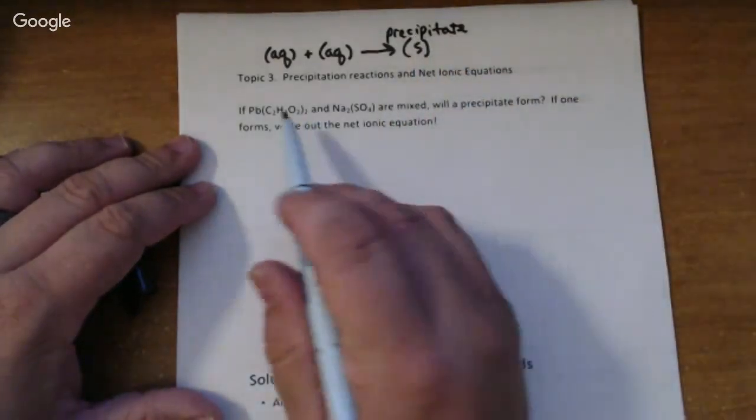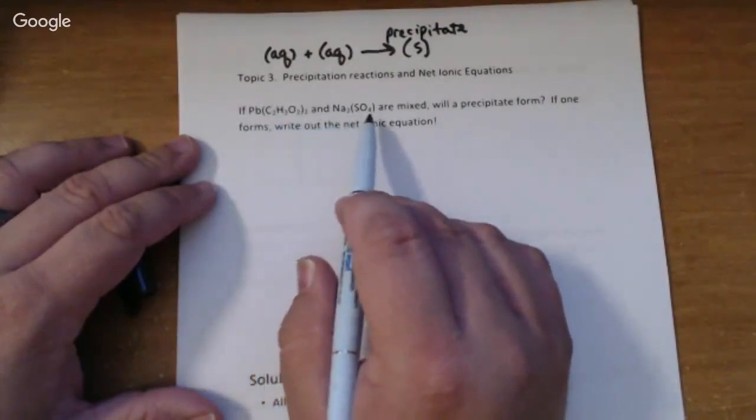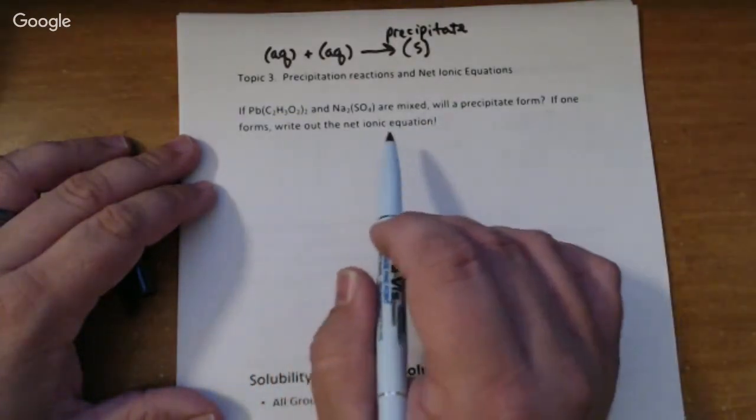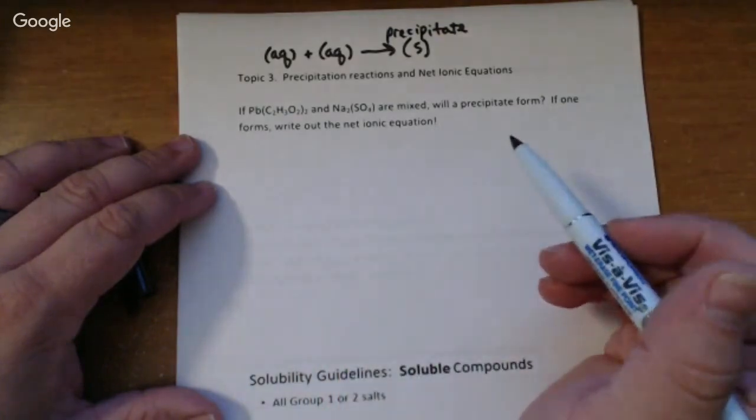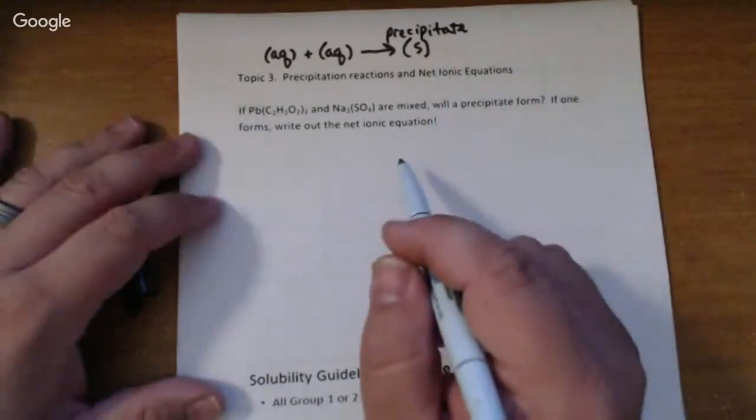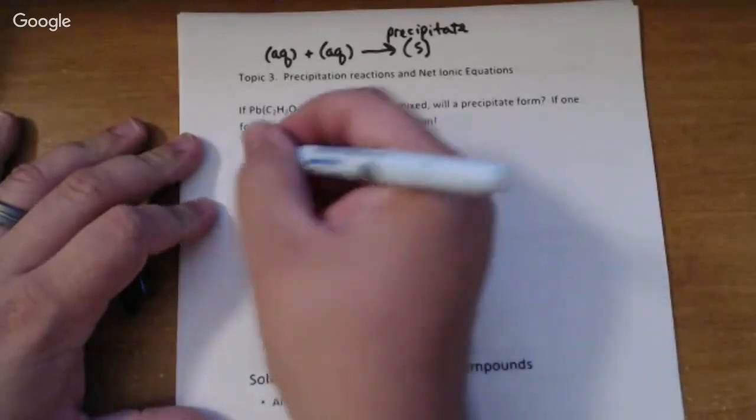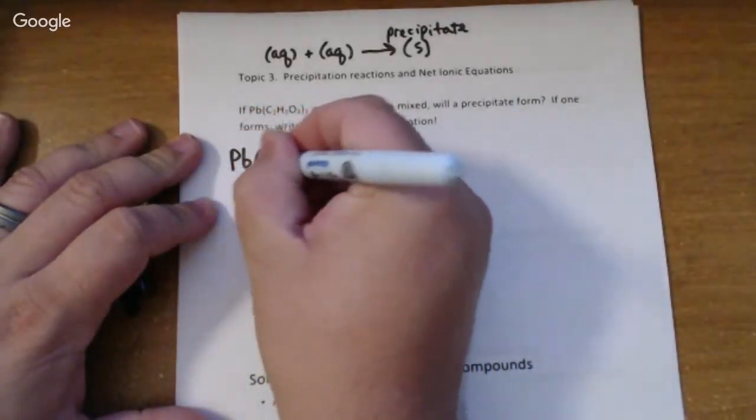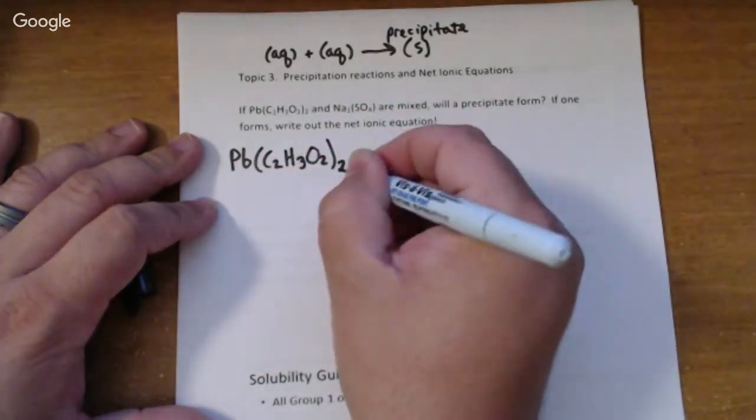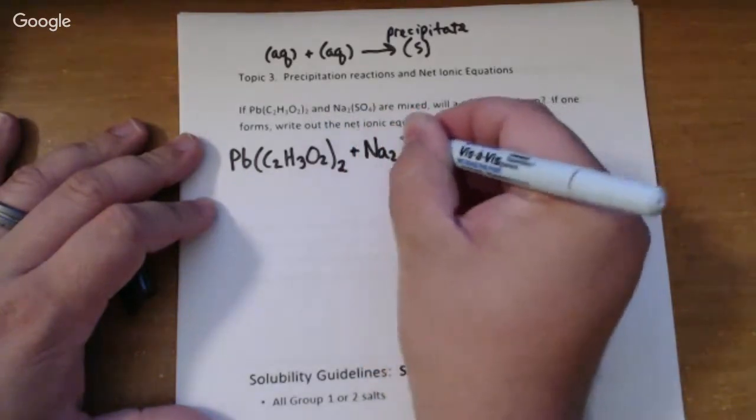So in the sample question, it says if Pb(C2H3O2)2 and Na2SO4 are mixed, will a precipitate form? And if one forms, write out the net ionic equation. So let's take a look at this. This reaction is going to set up pretty much the same way as a double replacement or double displacement reaction. So let's write it out. Pb(C2H3O2)2, there's 2 of those, plus Na2SO4.